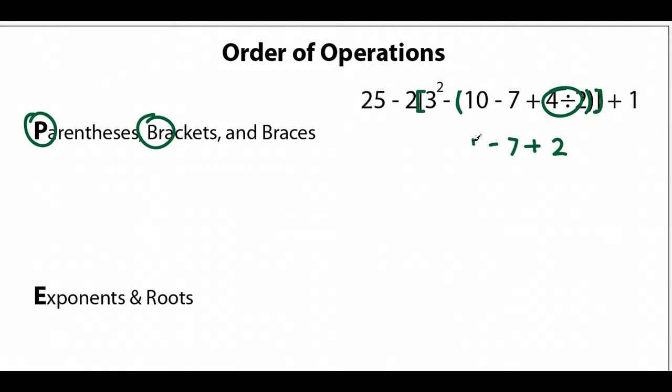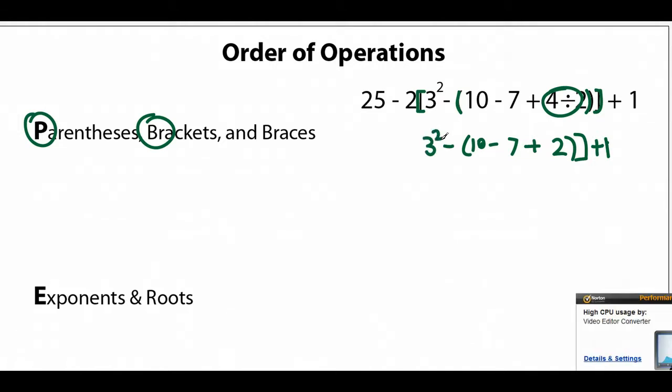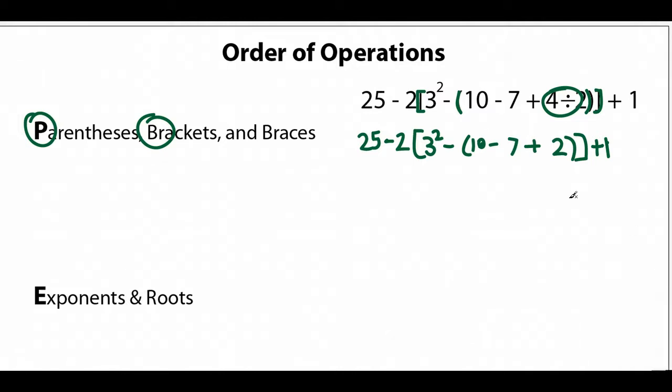Let's drop everything else down. Keep our brackets and our parentheses. Now we come here and we have in our parentheses addition, subtraction from left to right. So we do 10 minus 7, which is 3, plus 2. So we have these parentheses, plus 1, drop everything else down.